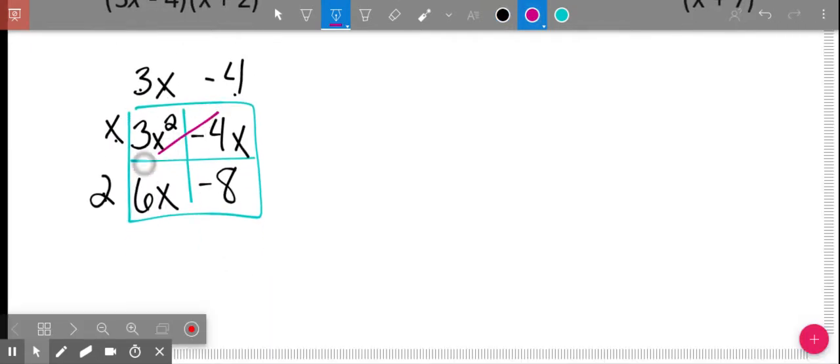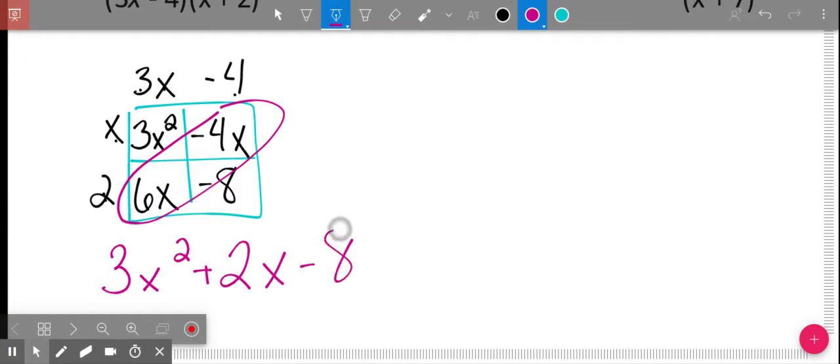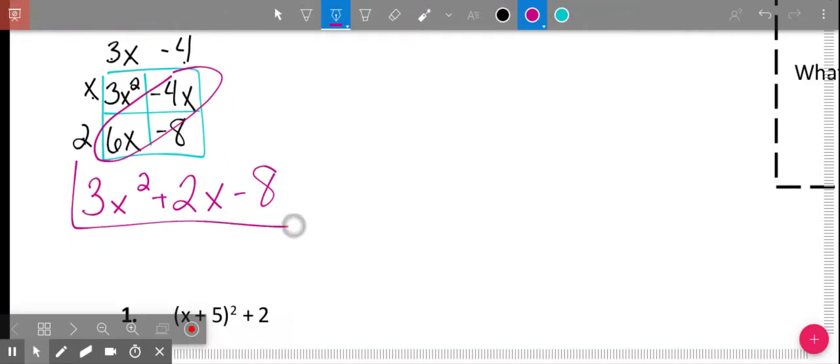We have to combine like terms on the diagonal. So that 3x squared just hangs out up front. Negative 4 plus 6 gives me plus 2x minus 8. So that's my final answer for that one.